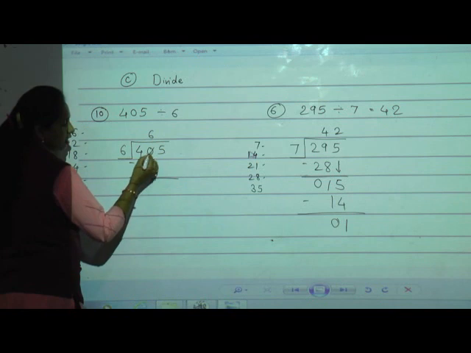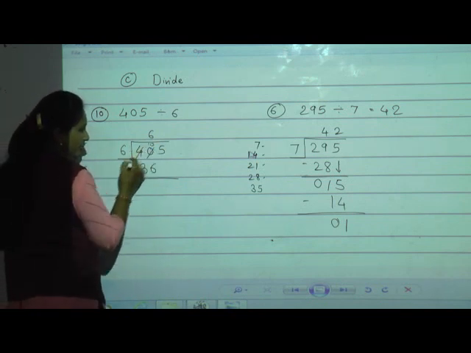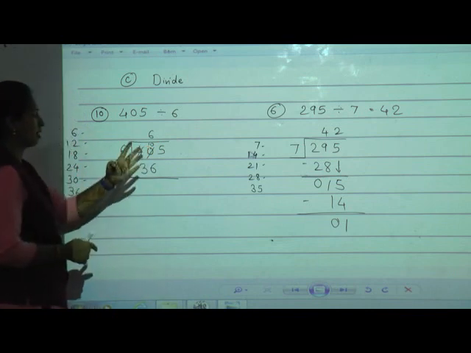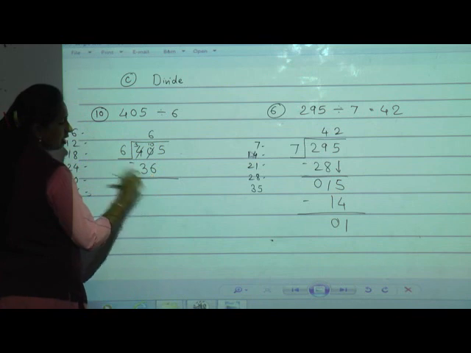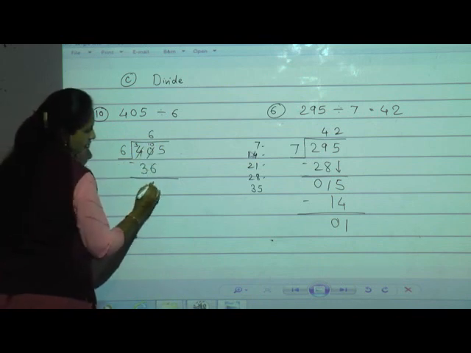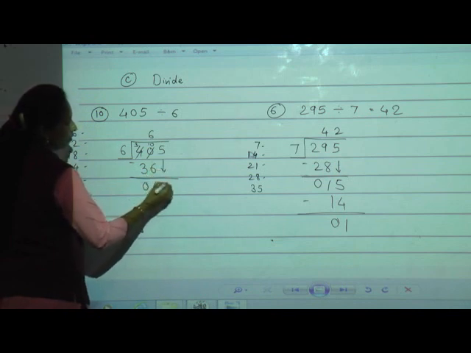Now 0 minus 6 we can't do. Cut the 0, write it as it is. Take a borrow from the neighbor. Neighbor is having 4. He will give 1. 3 will remain. Now 10 minus 6 we can. Now 10 minus 6, tell me. 4. Now 3 minus 3 is 0. Now bring down ones, that is 5.